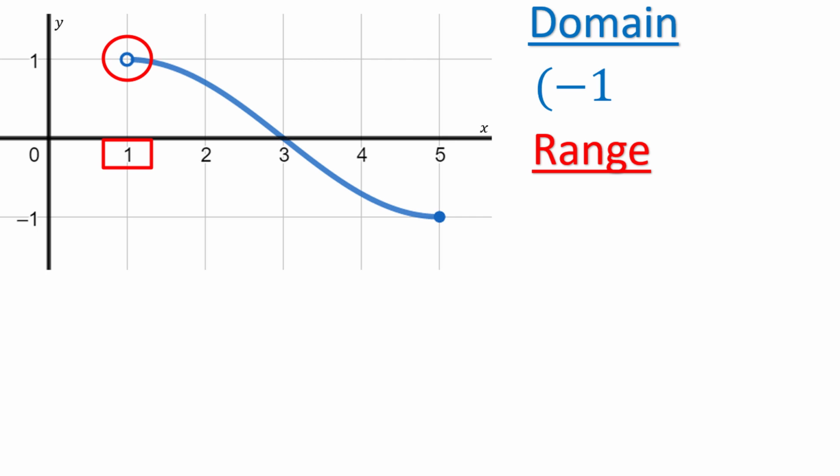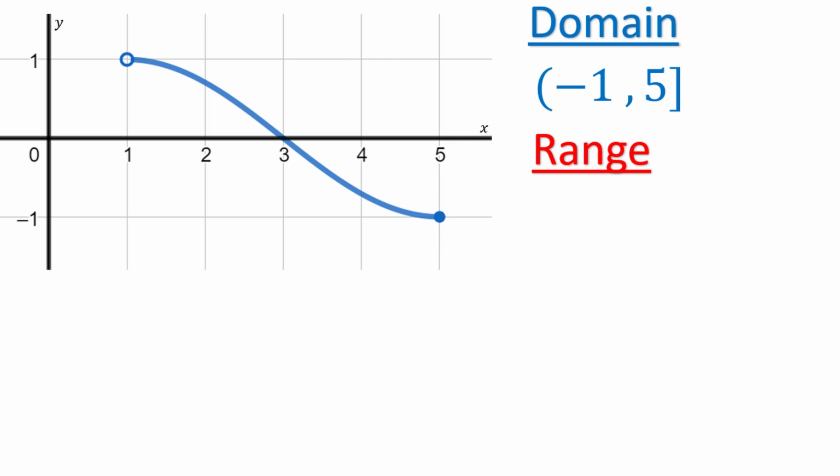The largest value for x allowed in this function is x equals 5, and x equals 5 is included in the function, indicated by the closed circle. That means in our interval notation definition of the domain, we must include a closed bracket on the 5 to indicate 5 is included in the function.